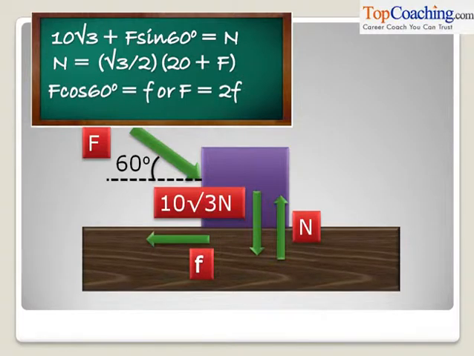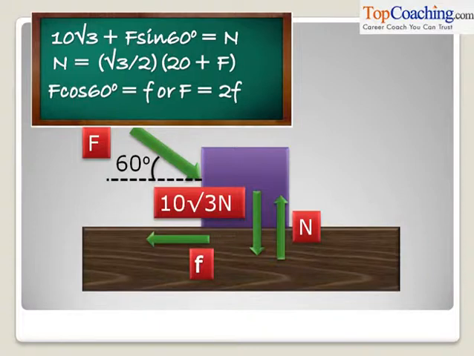In the horizontal direction, F cos 60 degrees is the force applied on the block, and this force is balanced by the friction force. So F cos 60 degrees is equal to f, or capital F is equal to 2f, since cos 60 degrees is 1 by 2. So we basically have two equations here. Now from this equation we can see that capital F is 2 times the frictional force. We want the maximum value of capital F, isn't it?